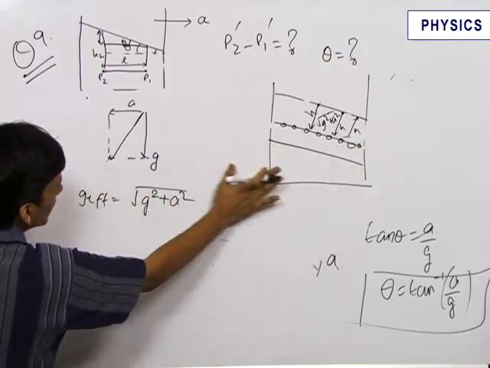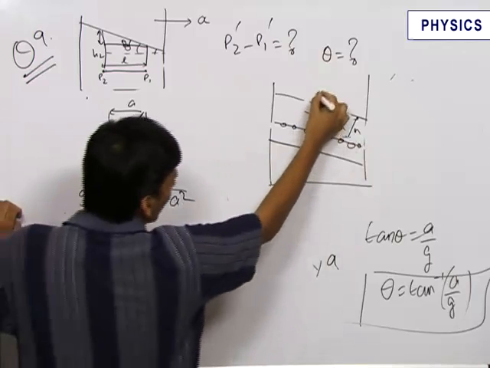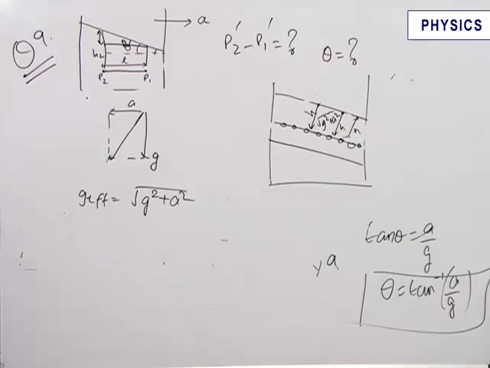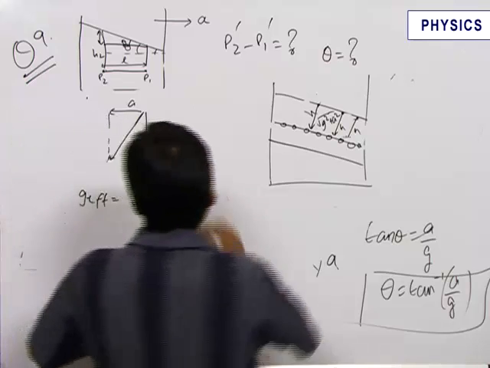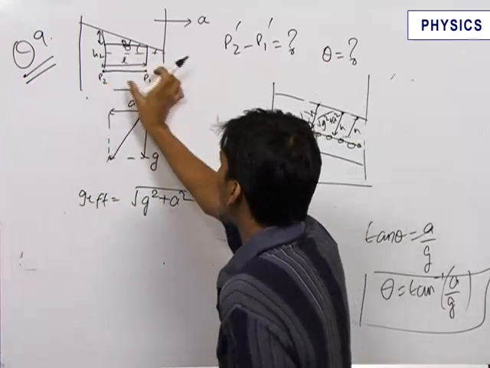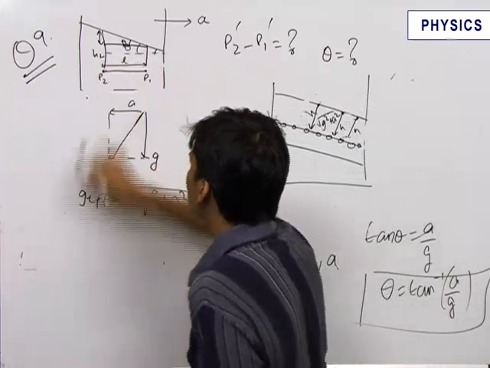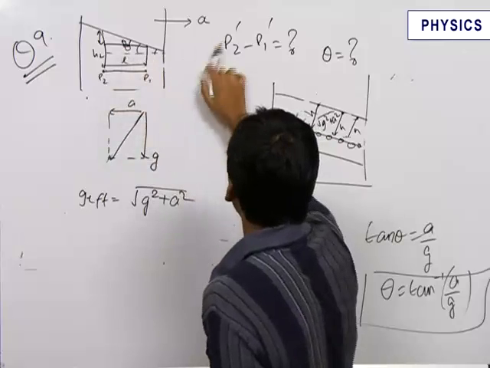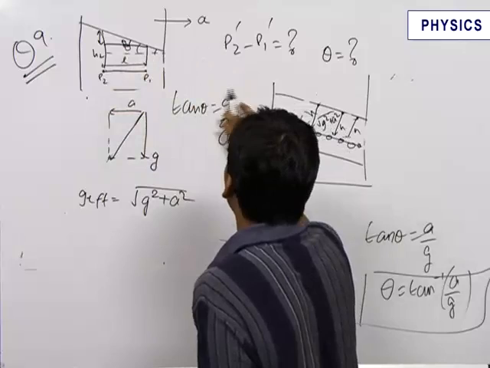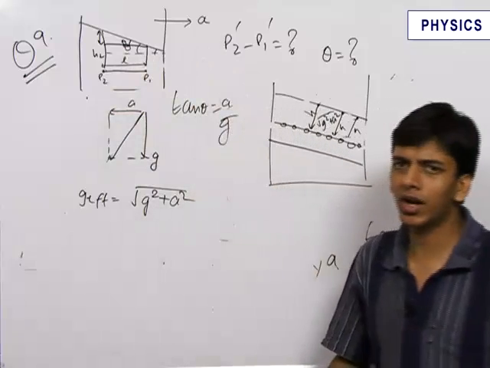Because when we apply the equation in the frame of the jar, the pressure comes out to be the same at all these points. So, the final answer was P2 minus P1 equal to rho AL. Therefore, there is a difference in pressures of rho AL which is needed to provide the necessary acceleration to this block of water, and tan theta was equal to a by g, that is theta is equal to tan inverse a by g. These two are our final answers.